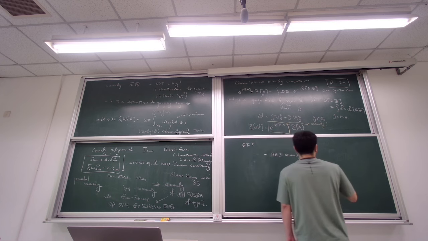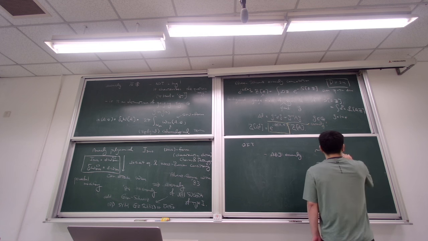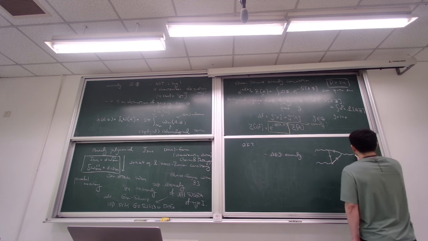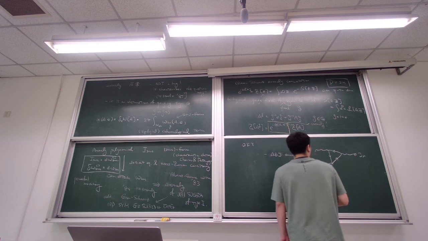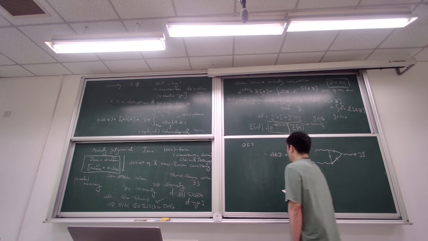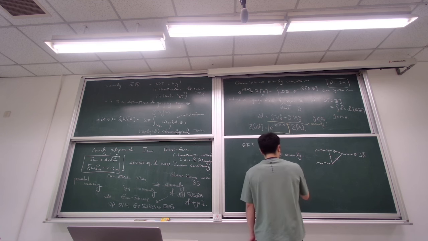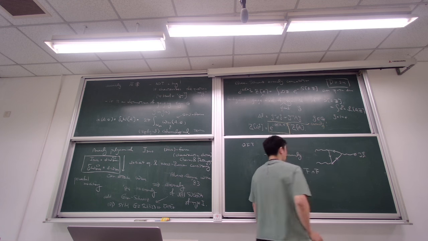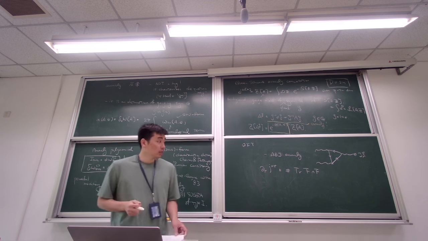Okay, so the ABJ anomaly. This one you should just learn. If you compute this kind of diagram, that's J mu 5, and we know the divergence is some number proportional to trace F wedge F. I don't remember the number. In fact, you will get this anomaly.